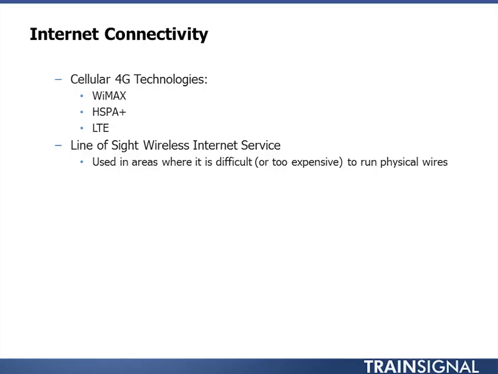I'm not going to go into all the various ins and outs of what WiMAX is versus HSPA Plus or what LTE is, but these are competing technologies that each claim to be the best, the fastest, the most convenient. And there is one last thing here. I know they listed it on the CompTIA objectives: line of sight wireless internet service. This is actually kind of interesting. Something that's been around for a long time. It didn't take off the way it was originally expected to.